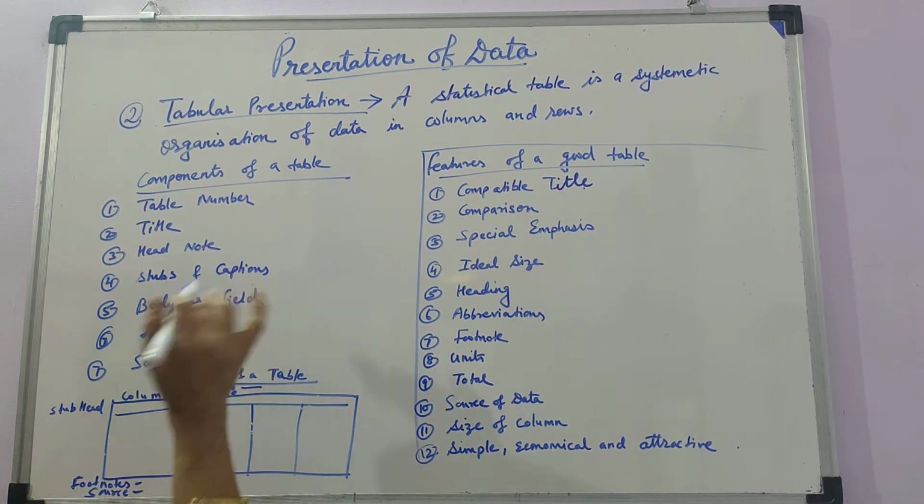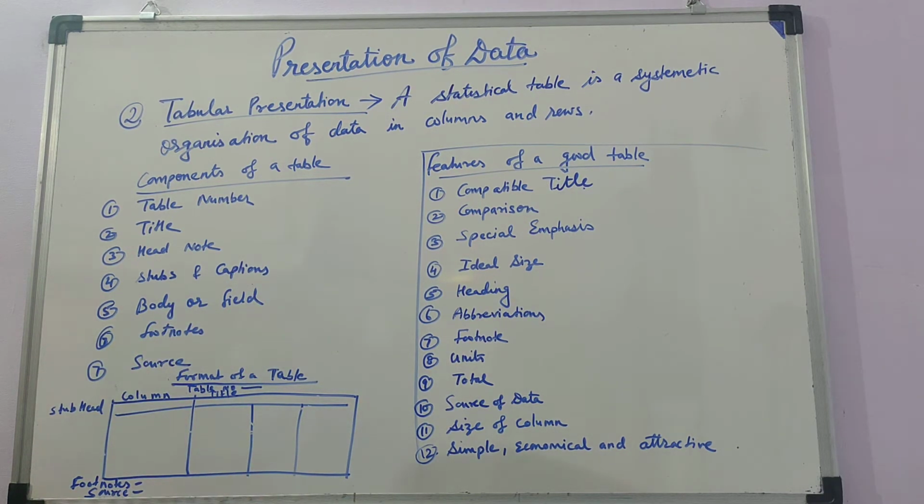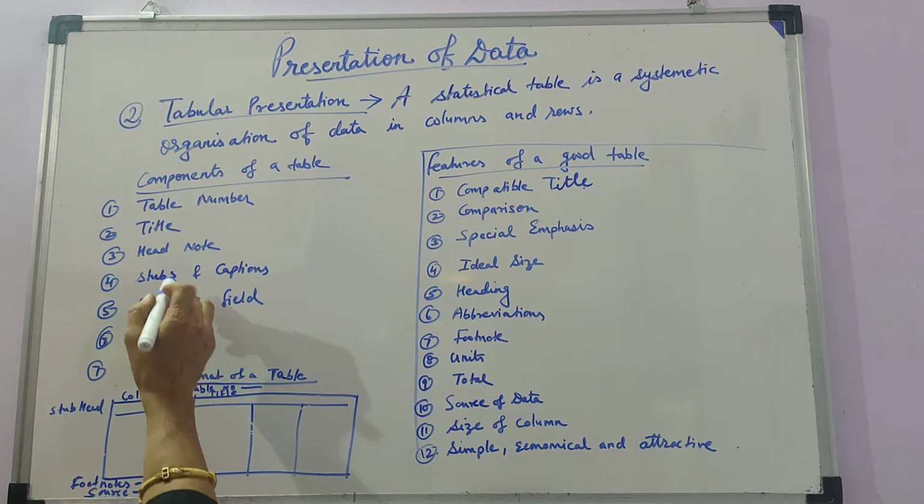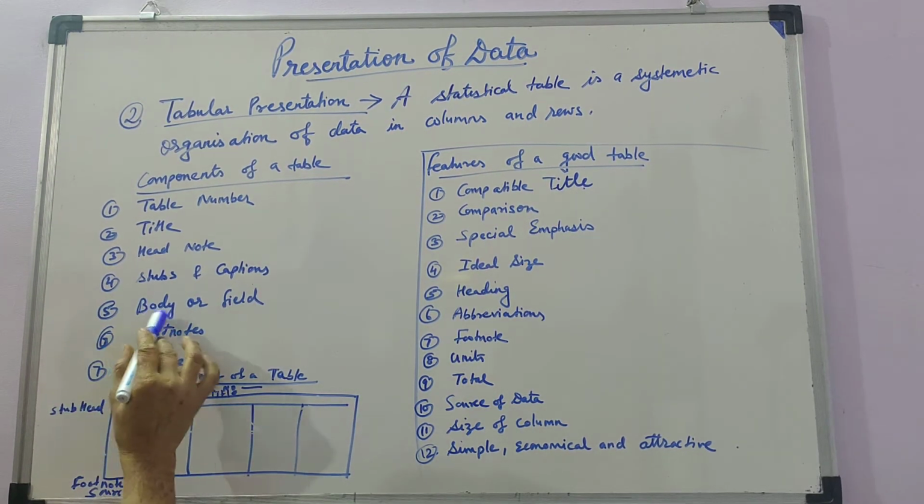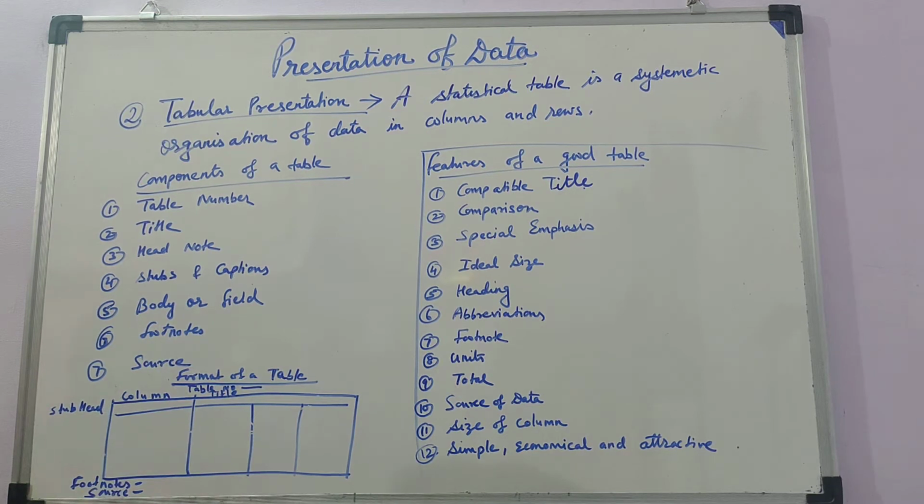Now stubs and column captions are there. Stubs means when we are giving headings to the rows, they are stubs. And captions means when we want to give some heading to the columns, the captions should be there. Body or field. Body or field is the main part of the study, that is, in different rows and columns, whatever information we are presenting is known as the body of the table.